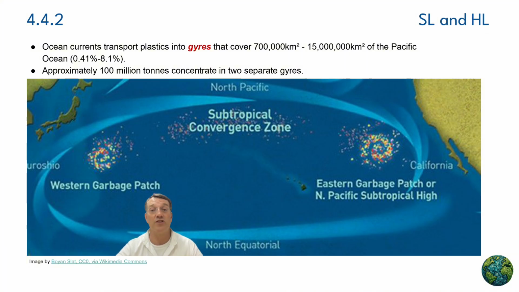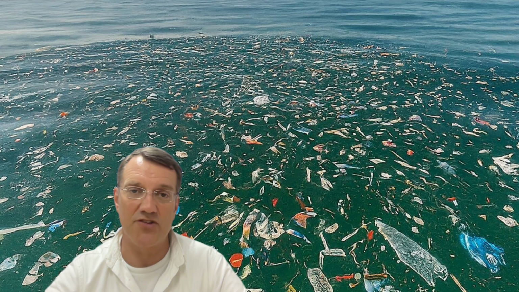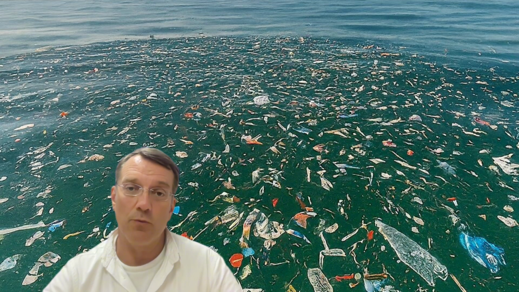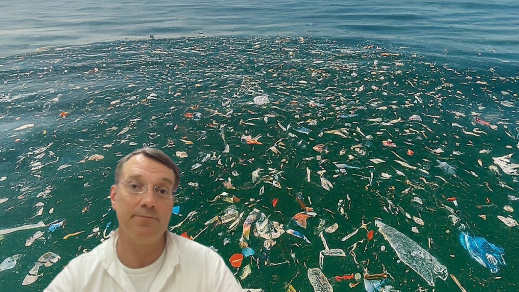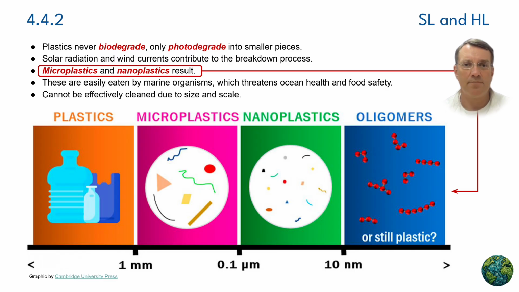The map you're seeing shows the North Pacific subtropical convergence zone, with the western garbage patch that's near Japan and the eastern garbage patch between California and Hawaii. These aren't solid islands of trash, as they're sometimes misunderstood to be, but rather they're zones where plastic particle concentration is extremely high. Remember how plastics don't biodegrade?